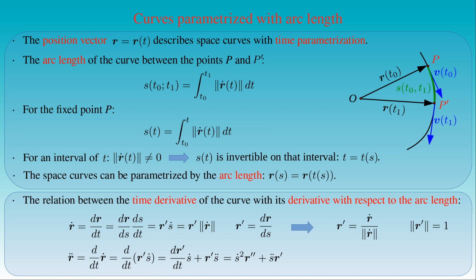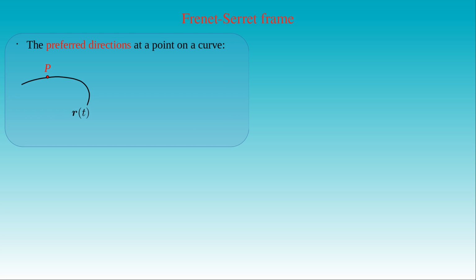We will use these expressions to construct a set of basis vectors attached to the moving body. This set of basis vectors moving along an arbitrary curve is called the Frenet-Serret frame after the two French mathematicians and physicists who introduced it. If we want to construct such a frame, we need to ask the question, what are the preferred directions in space at a given point P of a curve r(t)? The answer is based on the shape of the curve.